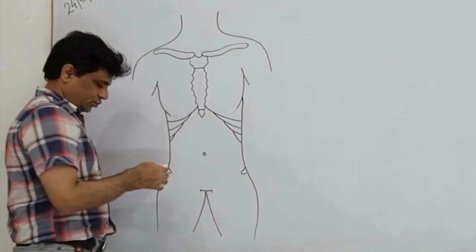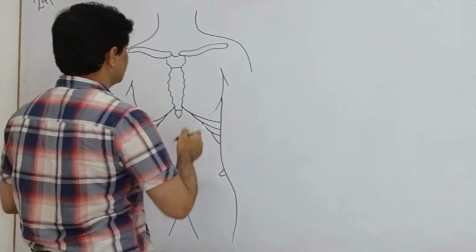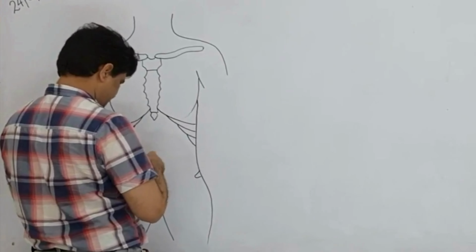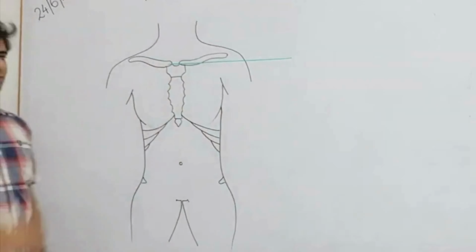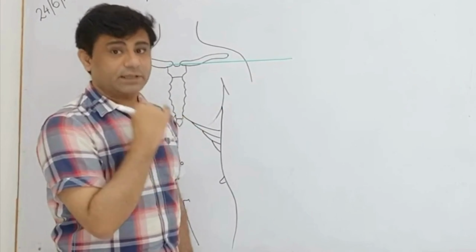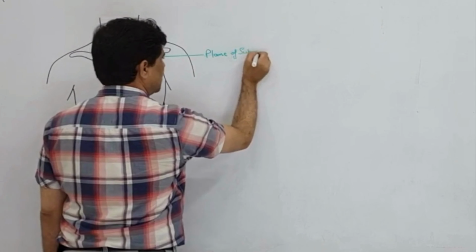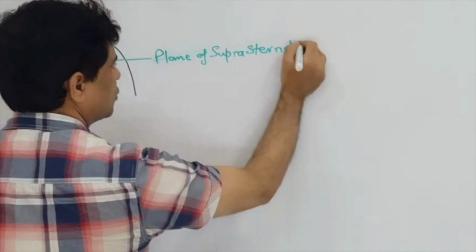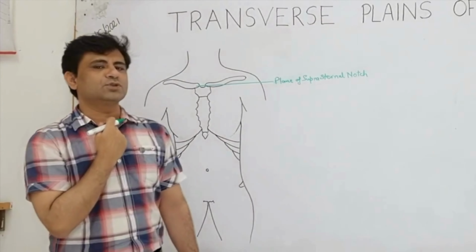Now, I'll first draw the important transverse planes which are generally asked in exams. So one plane is this plane here. This is called the plane of the suprasternal notch, right? The thoracic inlet. Plane of suprasternal notch.